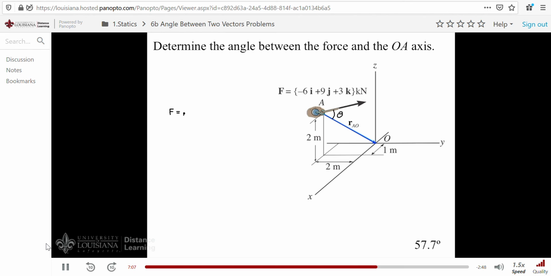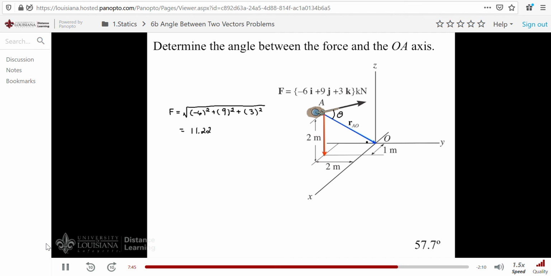As you know, it's equal to the square root of minus 6 squared plus 9 squared. And finally, we have plus 3 squared. And if you work this through, you'll get an answer of 11.22. And it's in kilonewtons.